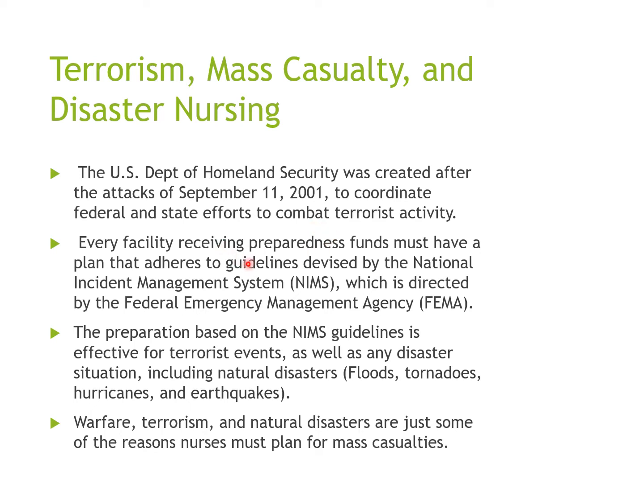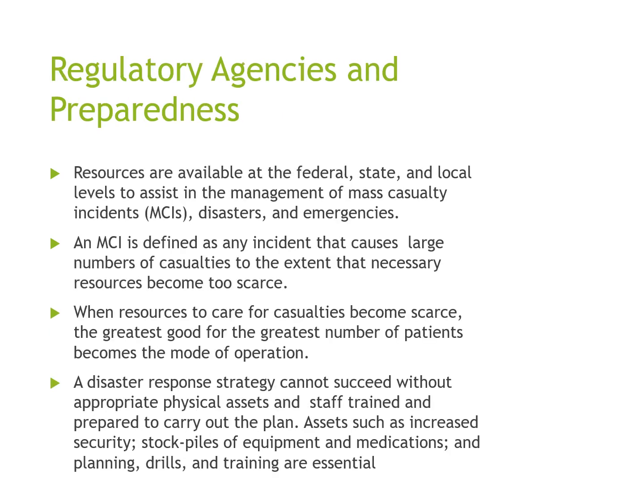Every facility, in particular those receiving preparedness funds, must have a plan that adheres to guidelines devised by the National Incident Management System, which is directed by the Federal Emergency Management Agency, which is FEMA. Some of these terminologies I would like you to remember. The NIMS guidelines are effective for terrorist events as well as any disaster situation, including natural disasters. Warfare, terrorism, and natural disasters are just some of the reasons nurses must plan for mass casualties. Okay, you've got resources at the federal, state, and local levels to assist in the management of mass casualty incidents.